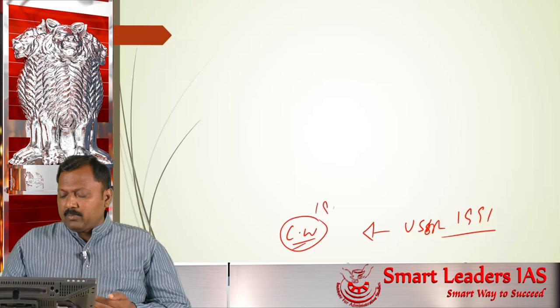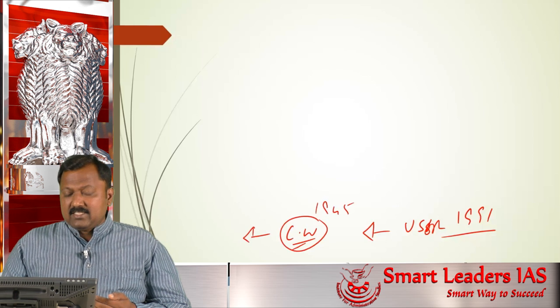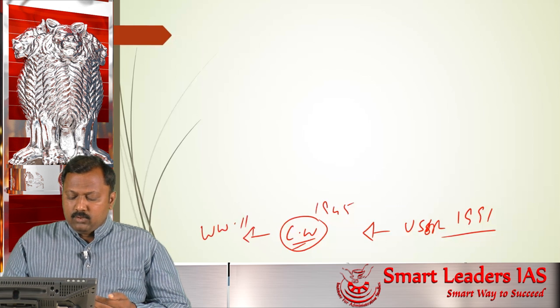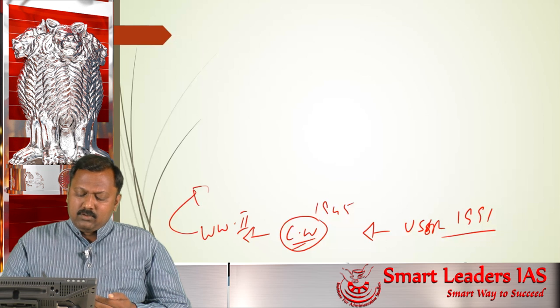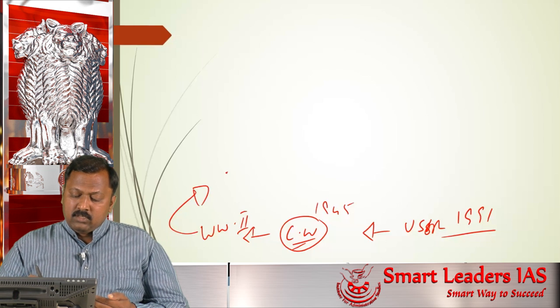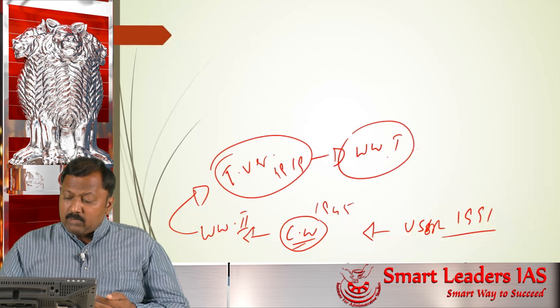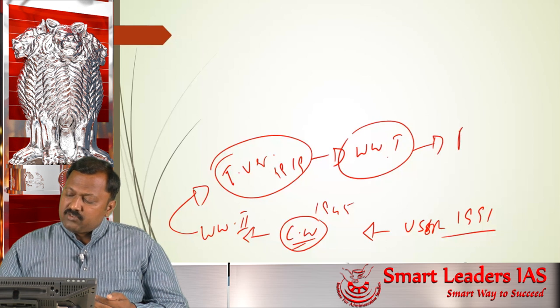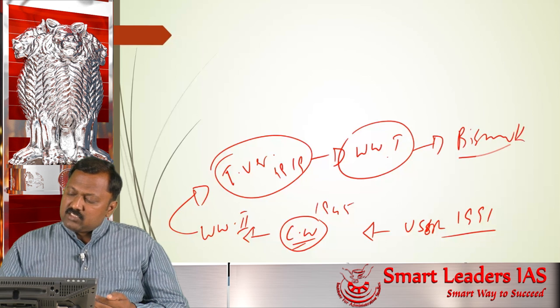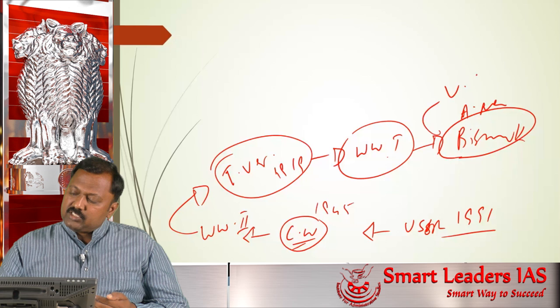The Cold War starting from 1945. The Cold War is a result of World War II. I told you, World War II is a result of, you must know, the Treaty of Versailles, which is 1919. The Treaty of Versailles is a consequence of something which is called World War I. World War I emerged because of the policies of Bismarck. Because of the policies of Bismarck and aggressive nationalism, or the unification of Germany.